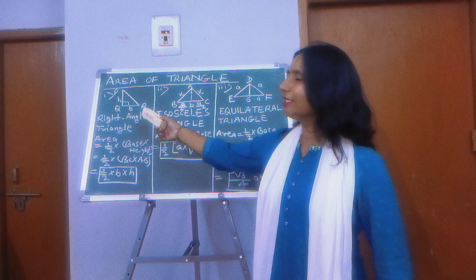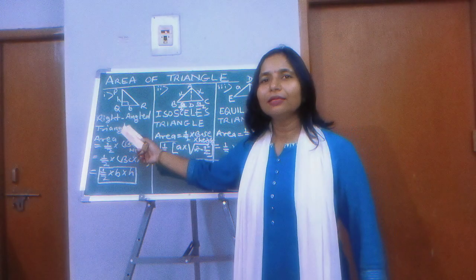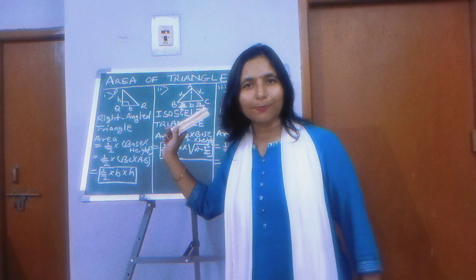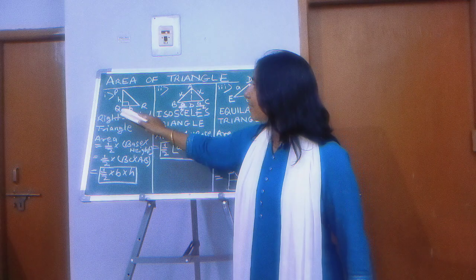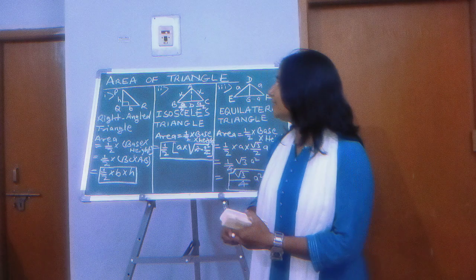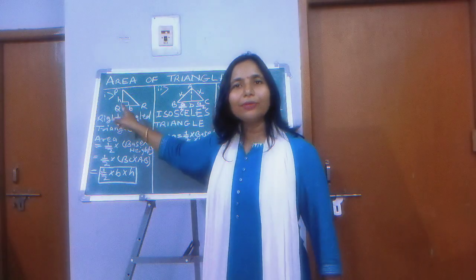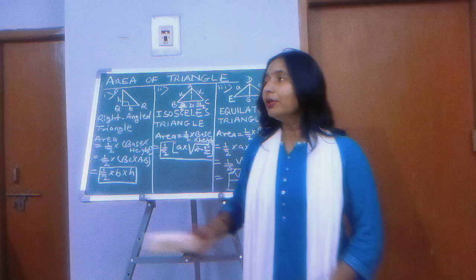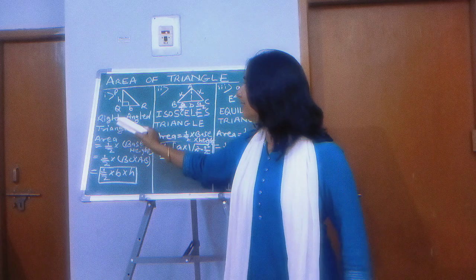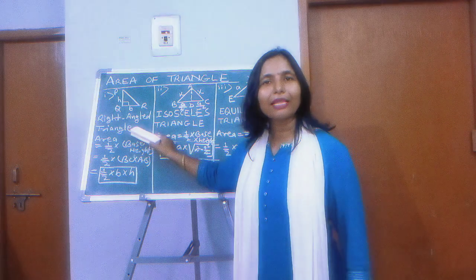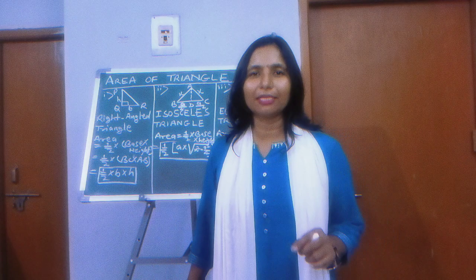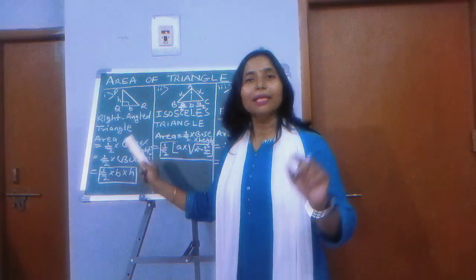So in the first picture you can see there is one triangle PQR. Here angle Q is 90 degrees. You can see this is already marked here that angle Q is 90 degrees. So this triangle PQR can be called a right angle triangle. A right angle triangle means a triangle in which one angle is 90 degrees. So triangle PQR is a right angle triangle.